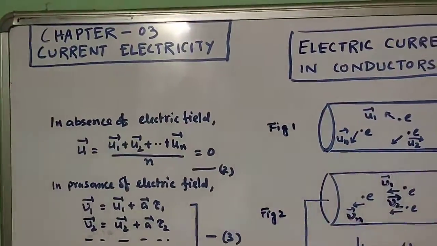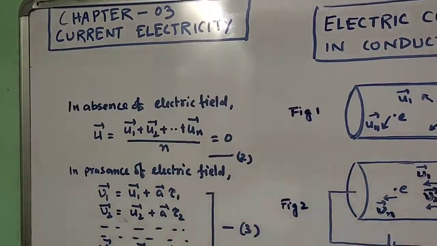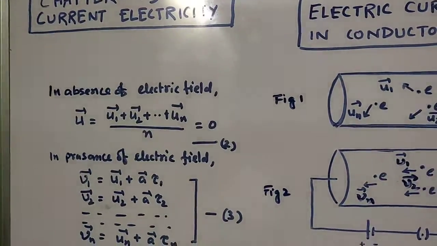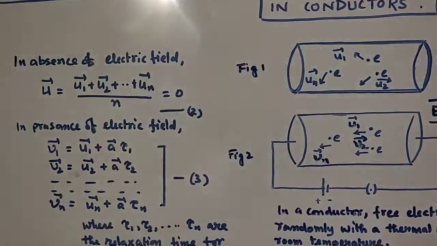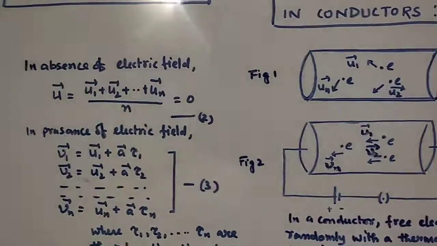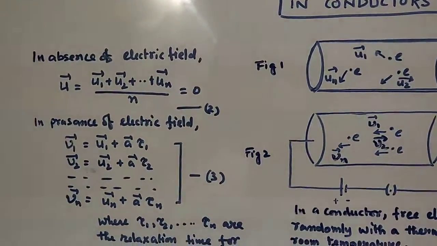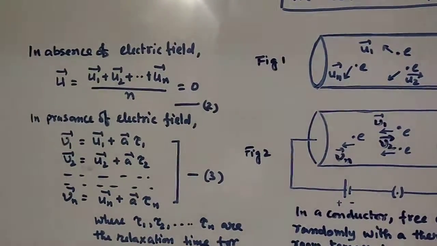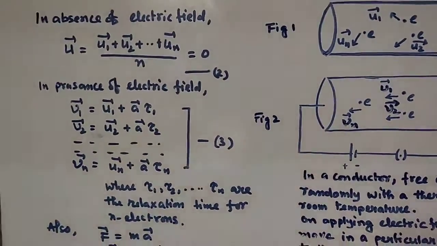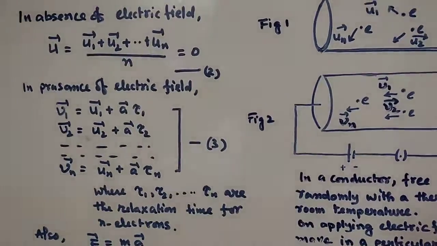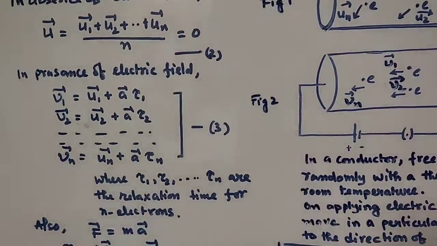In the absence of an electric field, as seen in figure 1, u vector equals (u1 vector plus u2 vector plus dot dot un vector) by n, which equals 0. In the presence of an electric field, all electrons move in a particular direction, specified by v1 vector. We are going to use the equation of motion, v equals u plus at. So v1 vector equals u1 vector plus a vector tau 1, v2 vector equals u2 vector plus a vector tau 2, and so on, finally vn vector equals un vector plus a vector tau n, where tau 1, tau 2, dot dot tau n are the relaxation times for the n electrons, which we defined just now.